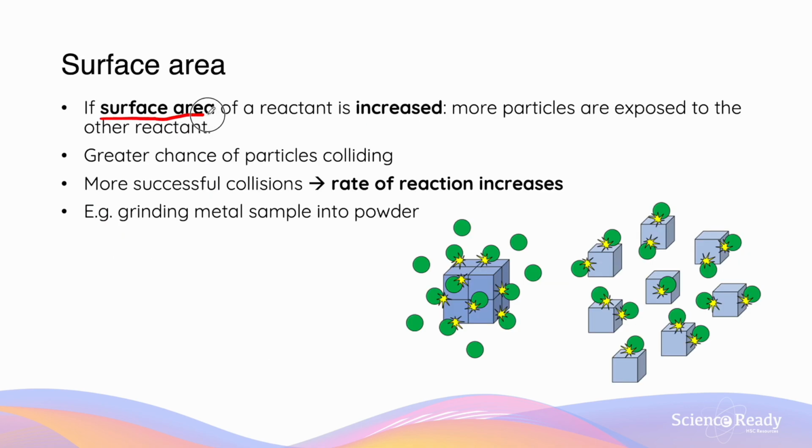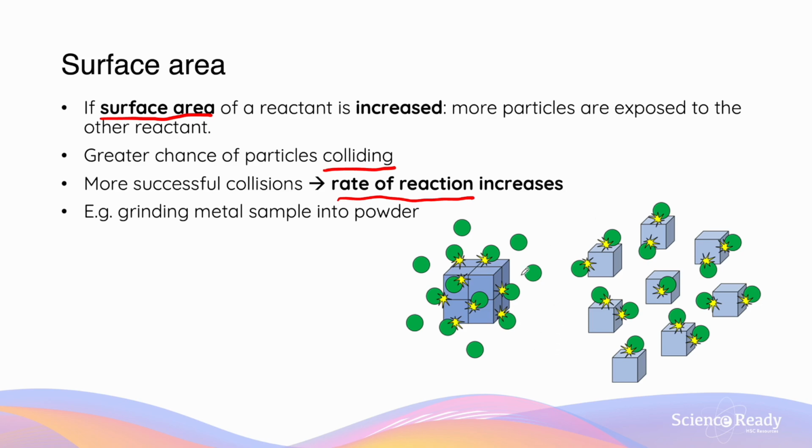An increase in the surface area of a reactant is going to mean more particles are exposed to the other reactant. As a result, there is a greater chance for particles to collide into one another, and with more successful collisions, we are going to have an increase in the rate of reaction. So for example, if I grind metal into a powder, we are going to be increasing the surface area.